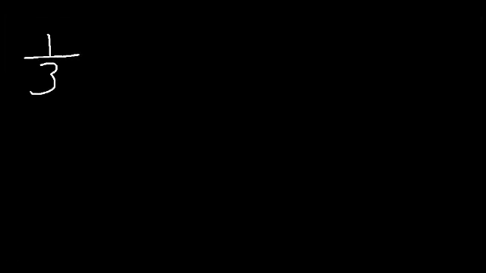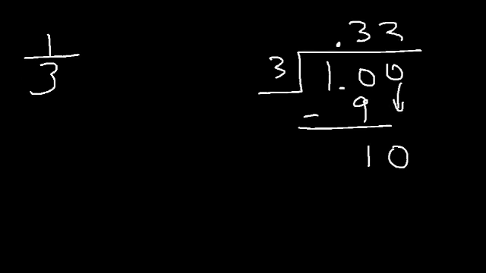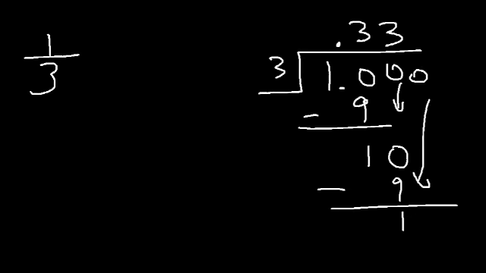What about 1 over 3? This is one that's going to repeat. So let's add a decimal point. So 3 goes into 10 3 times. 3 times 3 is 9. So 10 minus 9 is 1. Add another 0. 3 goes into 10 3 times. So that's going to be 9. And this is just going to keep repeating. So 1 over 3 is about 0.33 repeating.